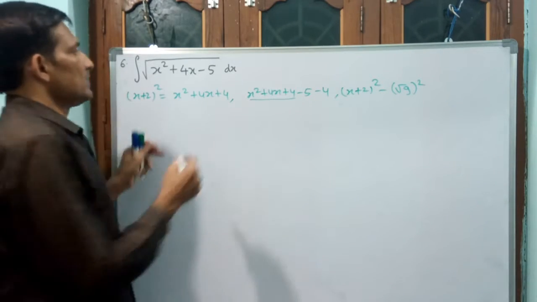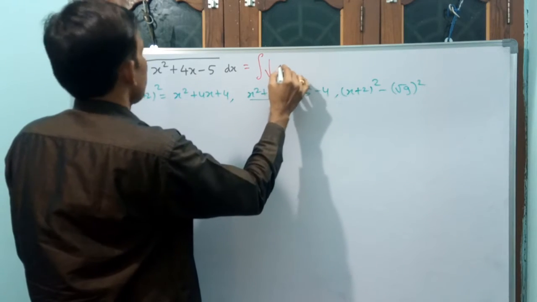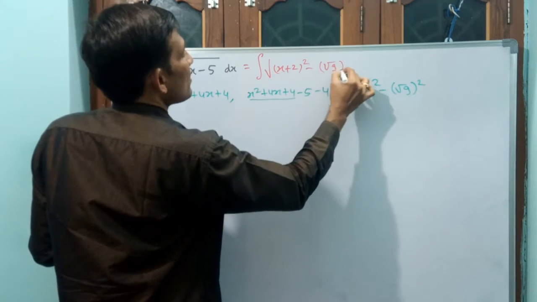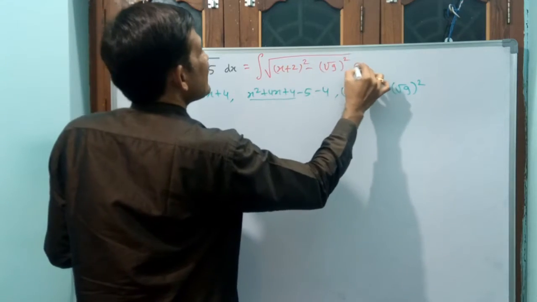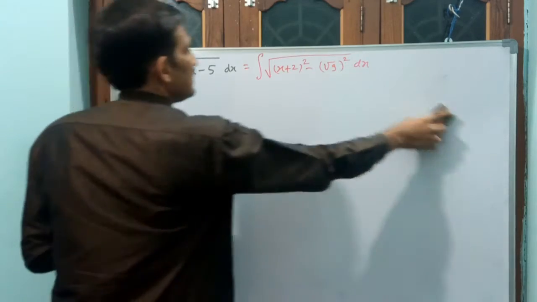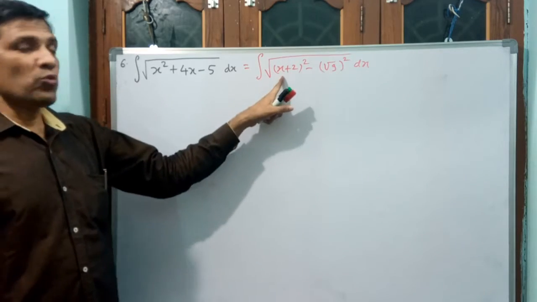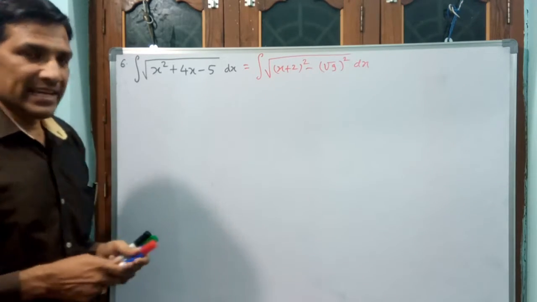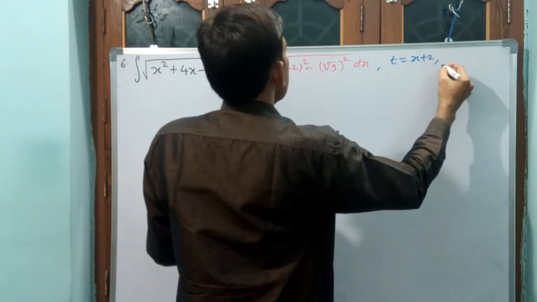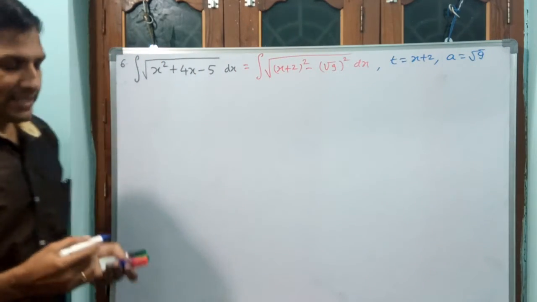See how I am changing this. Integral square root of (x plus 2) whole square minus (root 9) whole square dx. Okay. Now I am removing this. Even after writing this, we have to take x plus 2 as t, root 9 as a. Write down: let t is equal to x plus 2, a is equal to root 9.